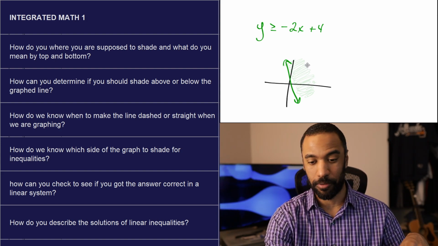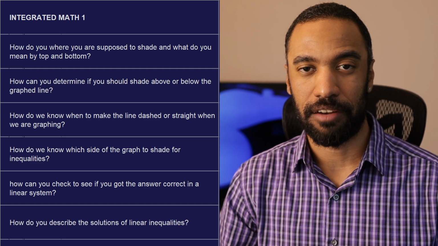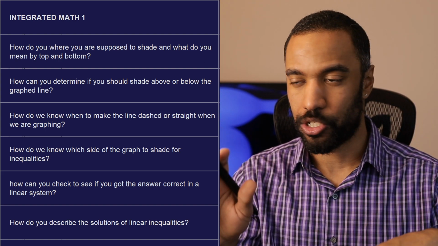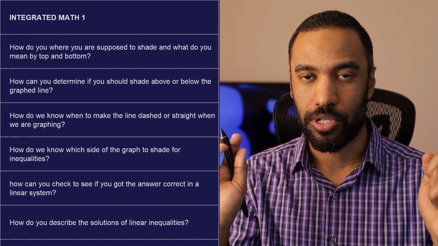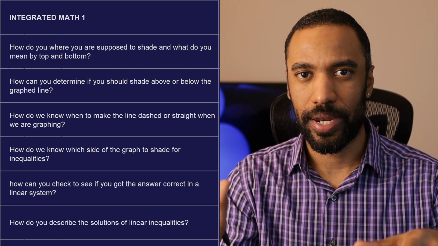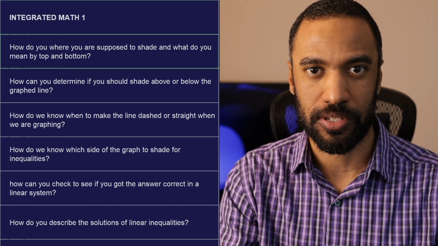I used one example just with that, but what I was making mention of is that the shading represents the actual set of points that make a true statement in your inequality. You shade above in slope-intercept form if it's greater than, and you shade below if it's less than. There's a way to test points as well, but I'm just going to go with the one we've been talking about to start, unless someone else asks.